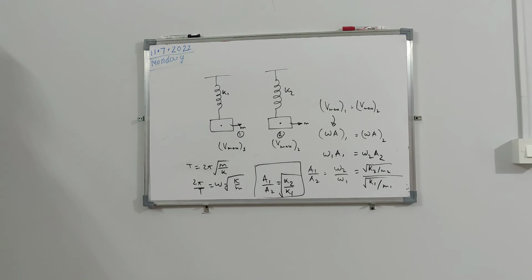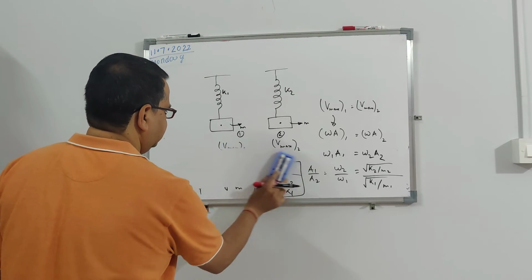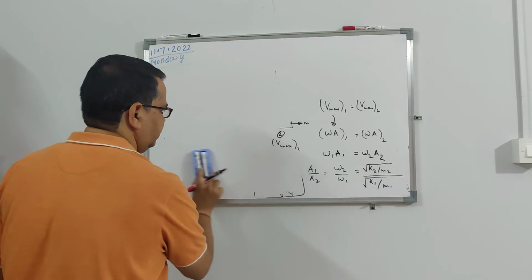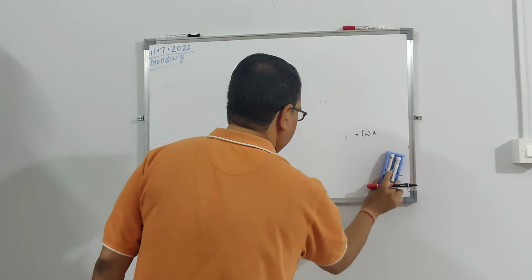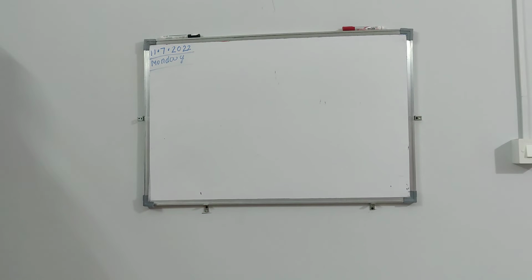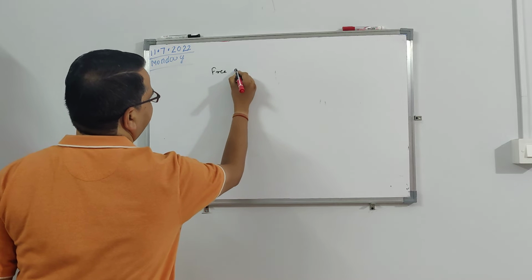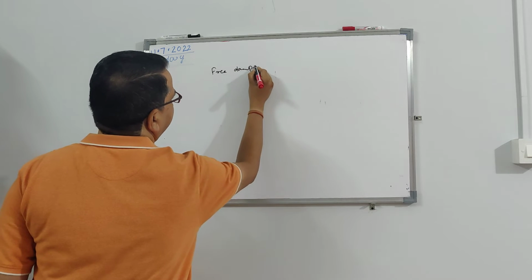So one numerical on damped vibration. Only one more we will do. You just have to remember one formula for that. That is called free damped vibration.